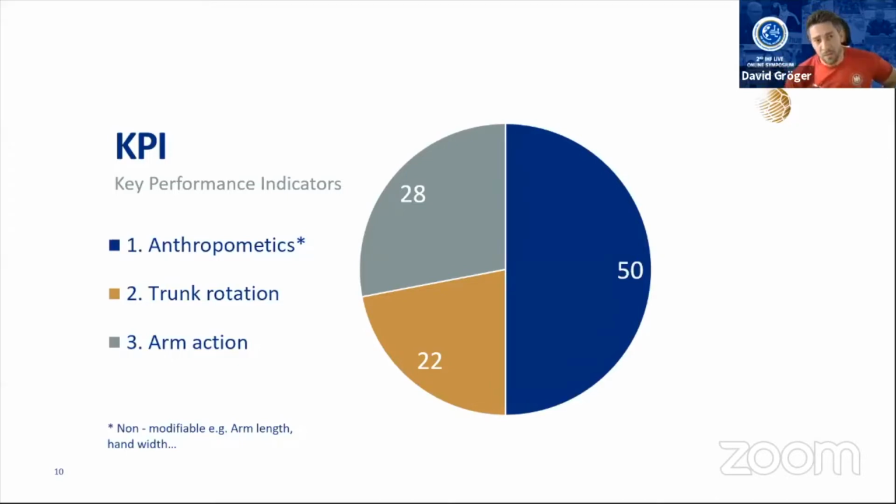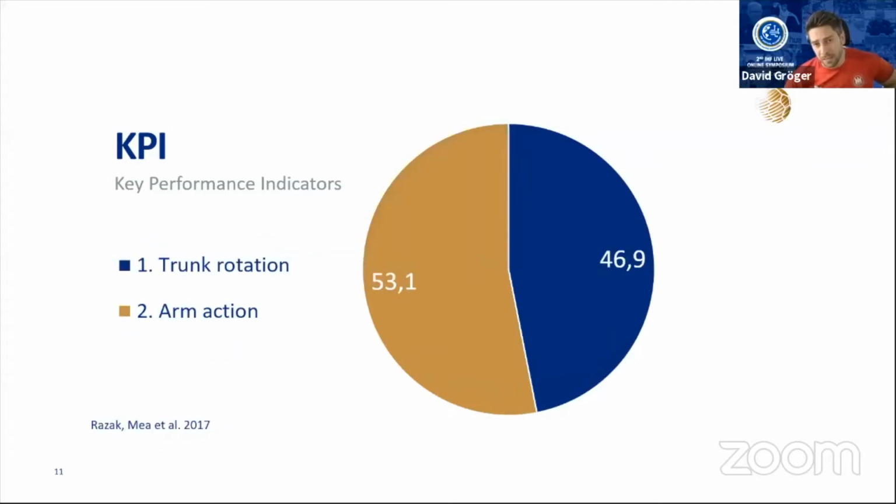but we can focus on factors that we can modify, and there are two big factors. We can see the trunk rotation and the arm action, and this is almost a 50-50 relationship. So we see how important the stability and the strength in the trunk, in the whole body, especially in the core area, will be. And we also see how important it is that our arm is able to accelerate and also to decelerate. We will see later why it's so important that we can decelerate properly.